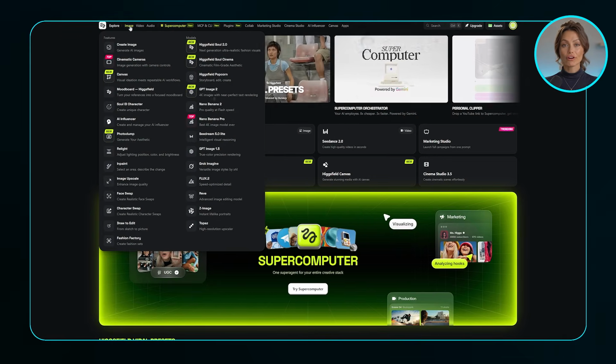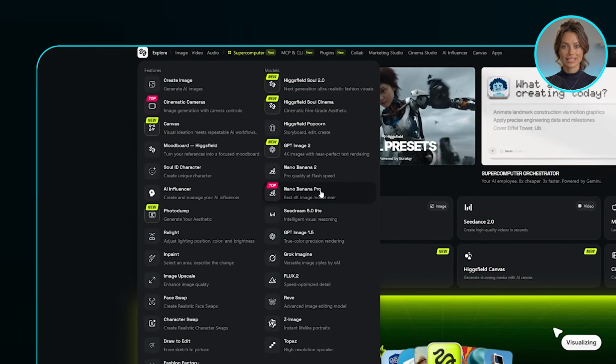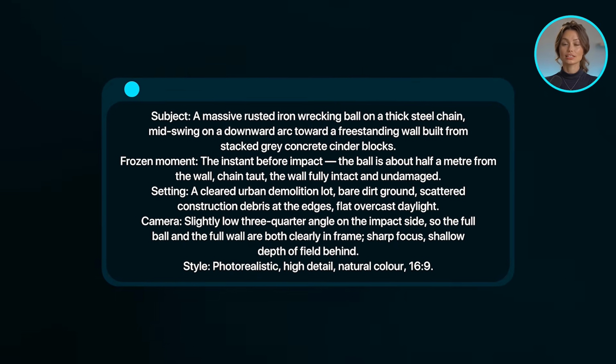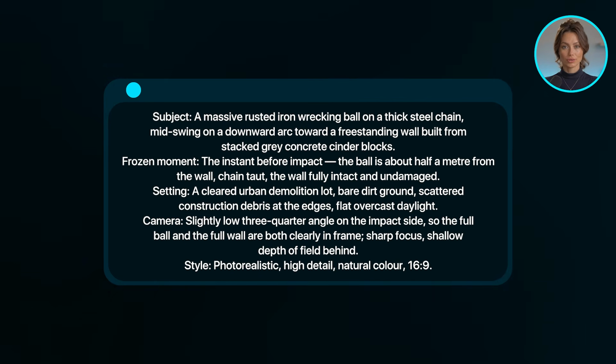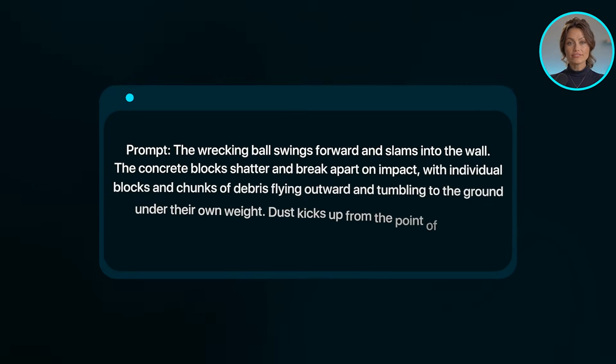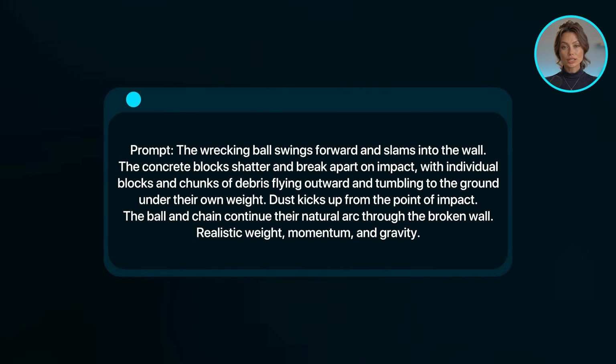Let's start by creating our reference image using Nano Banana Pro. It's the best image model out there right now for the level of detail we're looking for. And all we need is a prompt describing a rusted wrecking ball that's swinging towards a concrete wall. All prompts are linked in the description. Once the image is generated, we'll give every video model the exact same instruction: swing the ball and smash the wall apart. Now, that sounds simple enough.